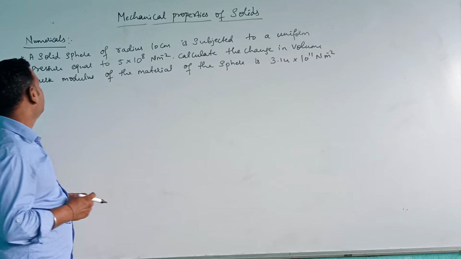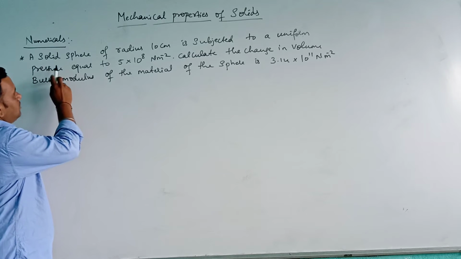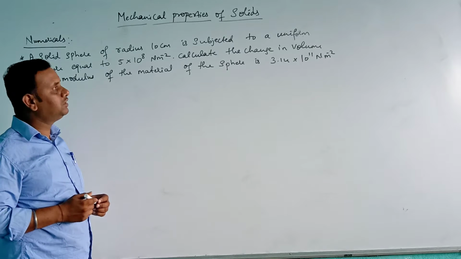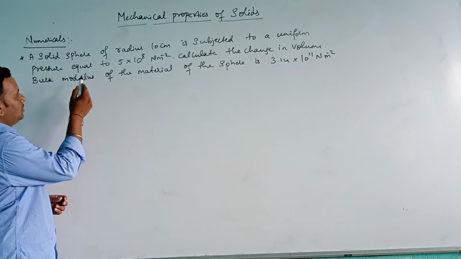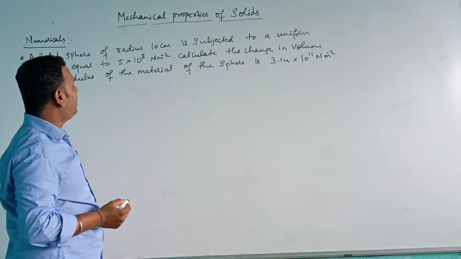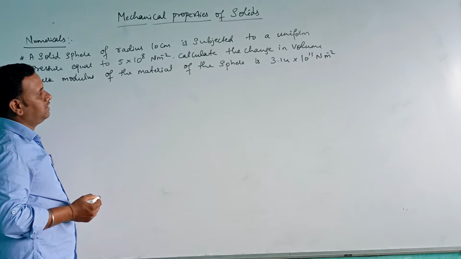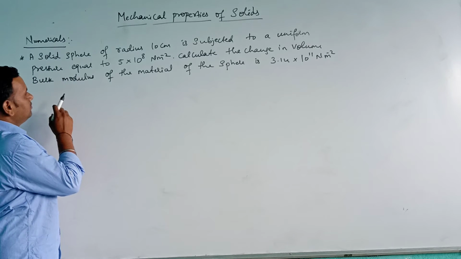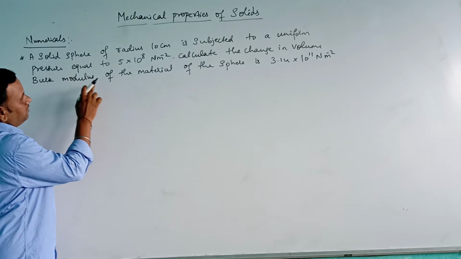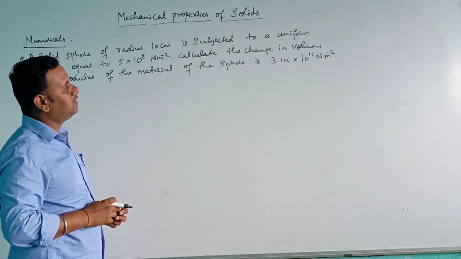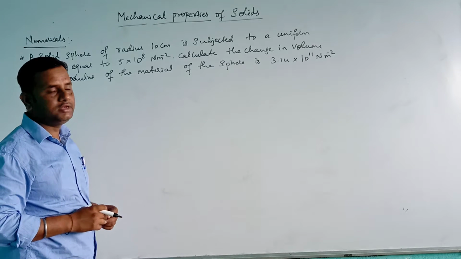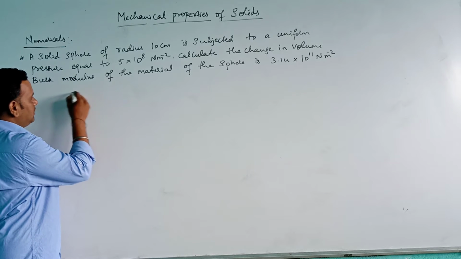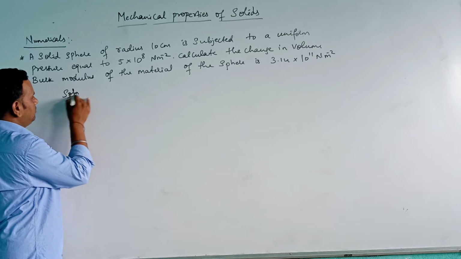So the next numerical is: a solid sphere of radius 10 centimeter is subjected to a uniform pressure equal to 5 into 10 to the power of 8 Newton per meter square. Calculate the change in volume, and the bulk modulus of the material of the sphere is 3.14 into 10 to the power of 11 Newton per meter square. He has given this. So first of all, you write the given data here. So, the solution for this question.